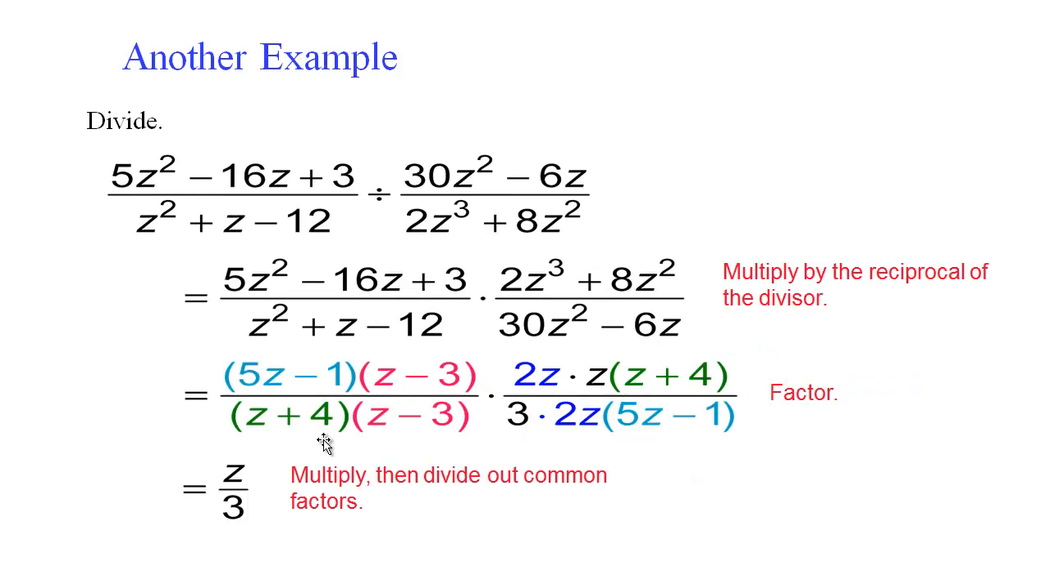Another example, again with bigger, kind of more complicated looking polynomials, but the theory is still the same. You'll notice the very first step we did here was we turned a division into multiplication.